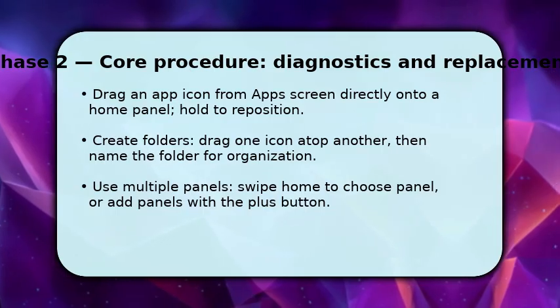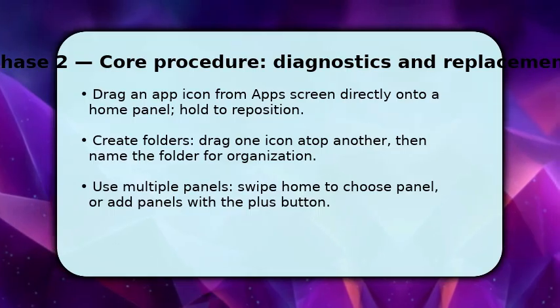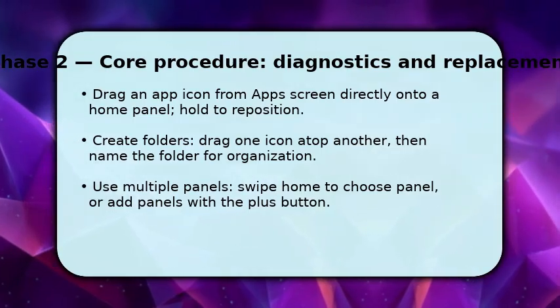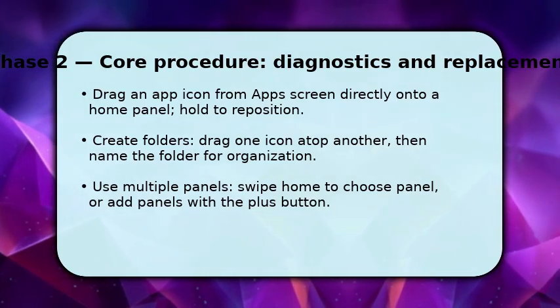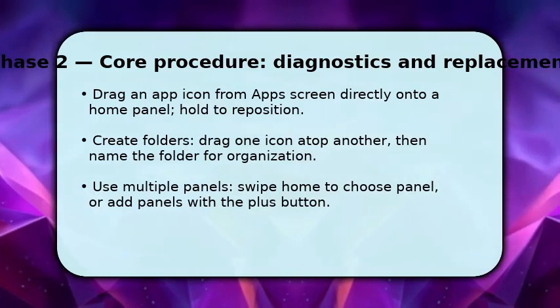To reduce clutter, drop one app onto another to create a folder, and then type a clear name so you can find things fast. Make sure to use the plus button to add panels if you need more space, and arrange icons logically for quick access.